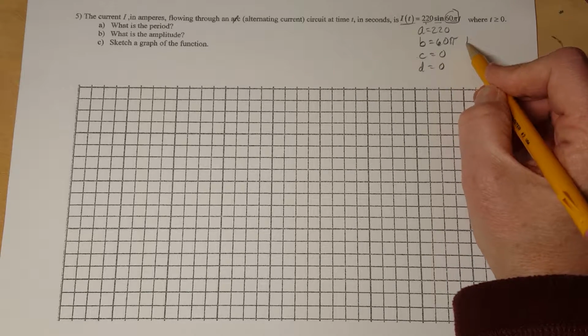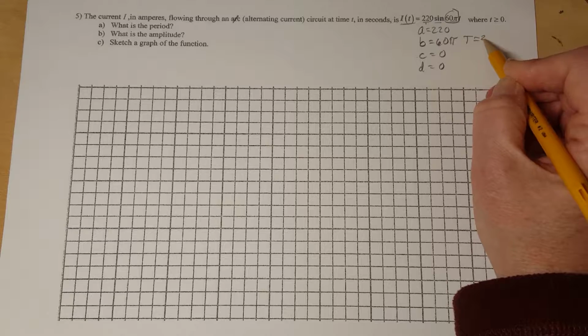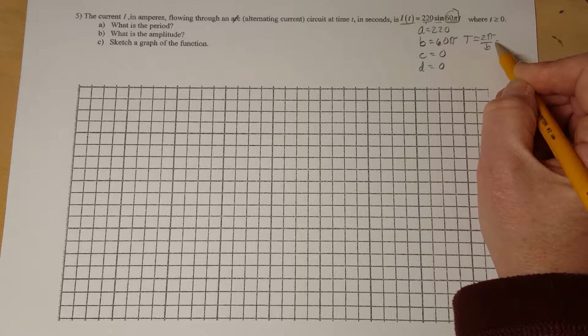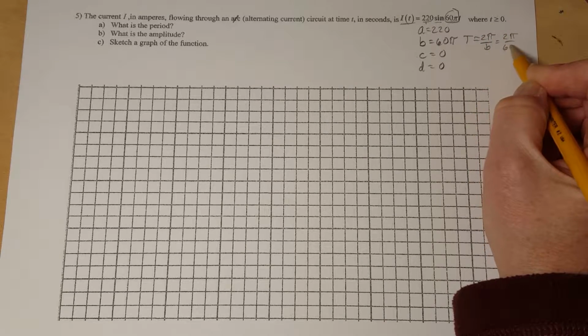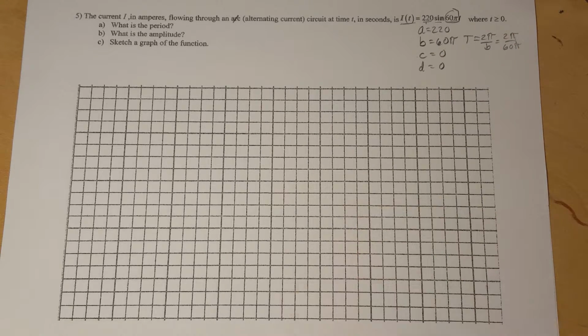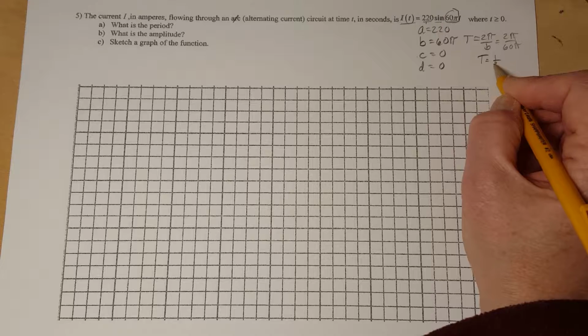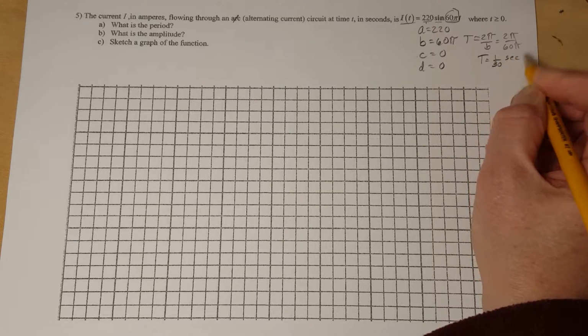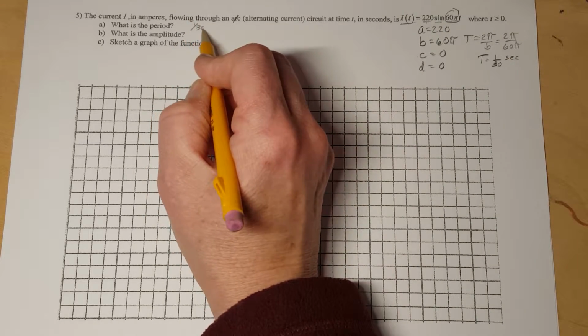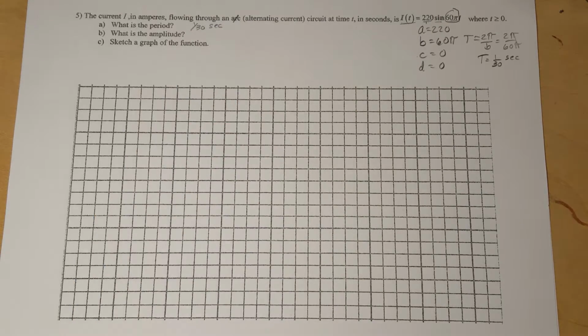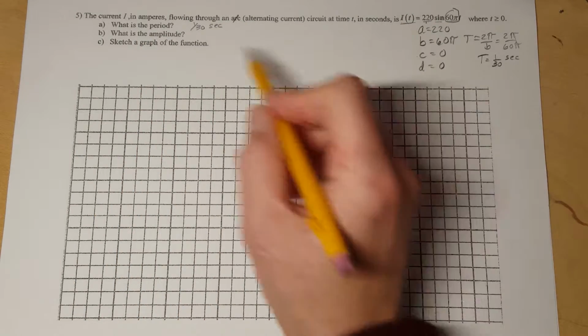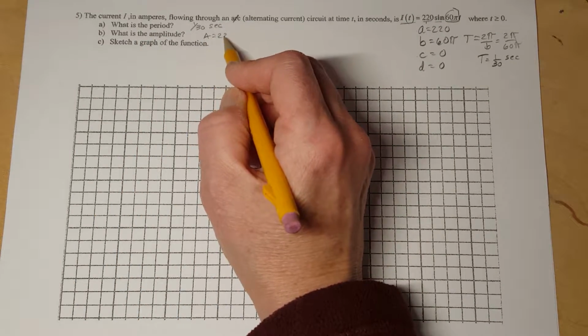We know how to calculate the period. The period is equal to 2 pi divided by B, so 2 pi over 60 pi. The pi's cancel, and you get a period of 1 over 30. And that's in seconds. So the period is 1/30th of a second. The amplitude is just A, so the amplitude is 220.